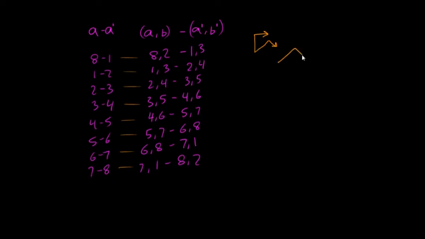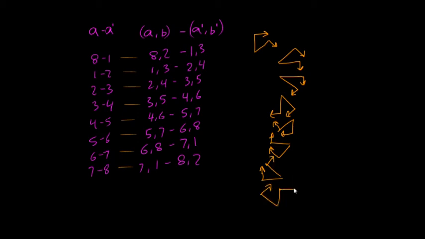Then the next line would be 1 comma 3 to 2 comma 4. And then the next line would be 2 comma 4 to 3 comma 5. And then 3 comma 5 to 4 comma 6. 4 comma 6 to 5 comma 7. And then 5 comma 7 to 6 comma 8. 6 comma 8 to 7 comma 1. And finally 7 comma 1 to 8 comma 2.